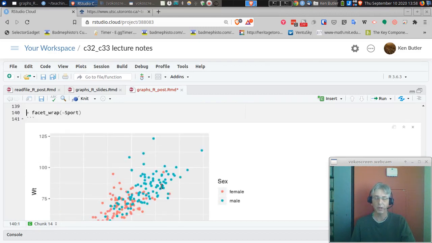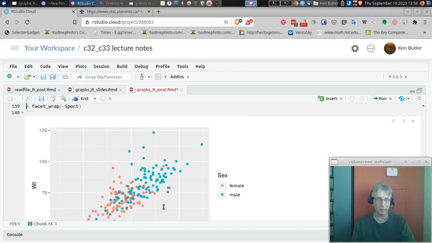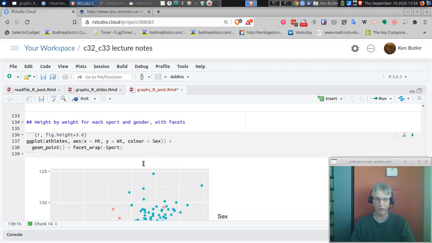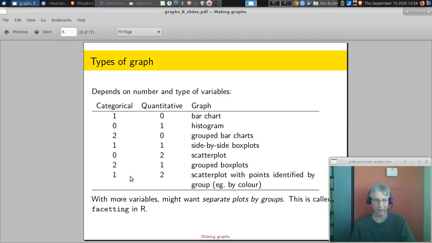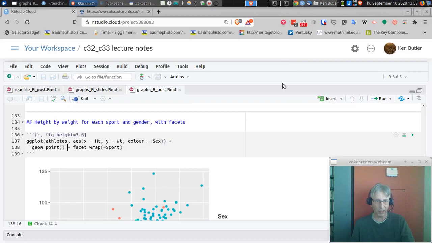Now, what about if we want to see if that holds true for every single sport? So somewhere what we've got to do is we've got to add sport to this graph. And the problem with that is that we now have two quantitative and two categorical variables, too many for this last line. So this is where the faceting comes in. If you have too many categorical variables, as we do here, we have sport and sex, what you can do is you can produce separate plots by groups. This is called faceting. So let's have a look at how that goes.